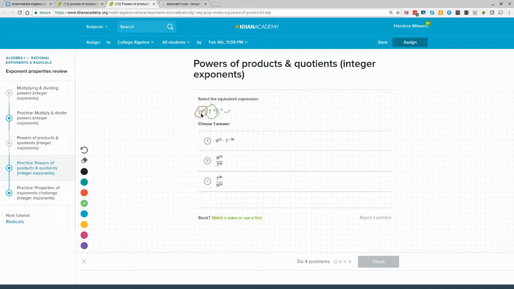But then the tricky thing is you have to invoke another rule. 9 to the 6th to the negative fourth power is really a power to a power, which means that you end up multiplying the exponents together. So this is going to be 9 to the negative 24th. Okay, and then 7 to the negative 9 to the negative fourth. Again, we multiply those exponents and we get 7 to the 36th.